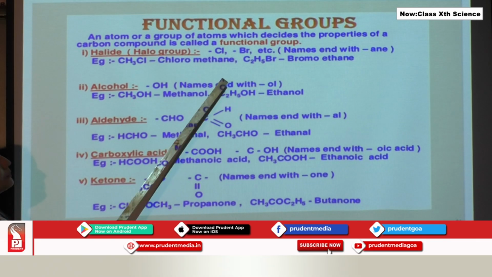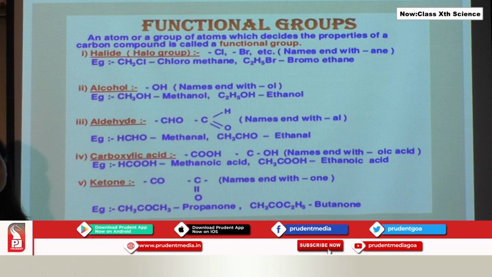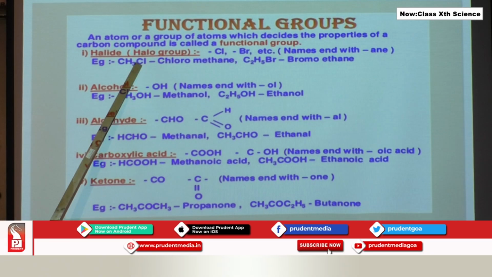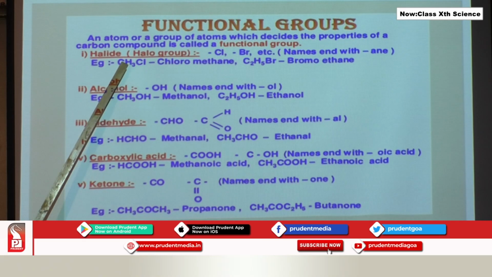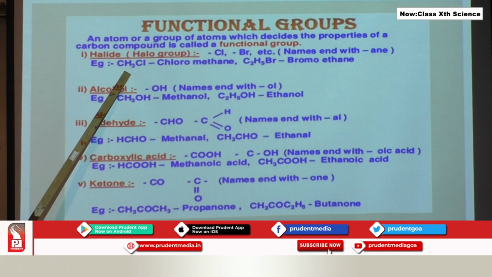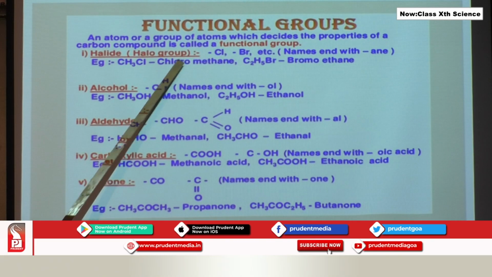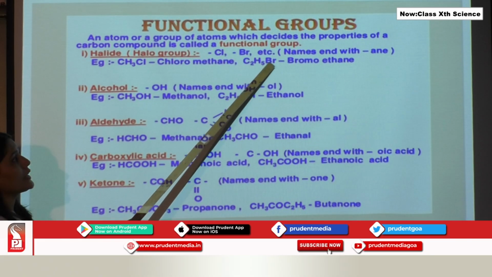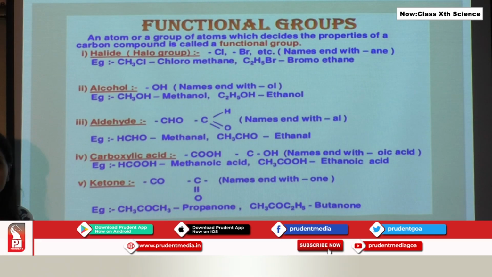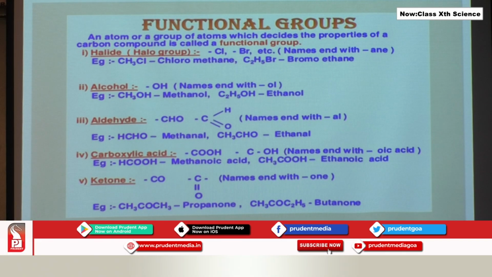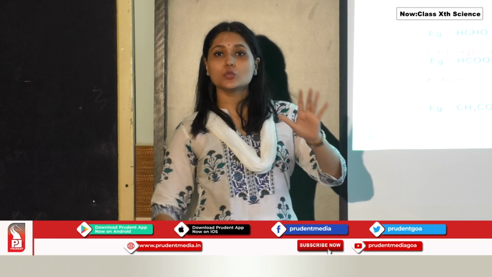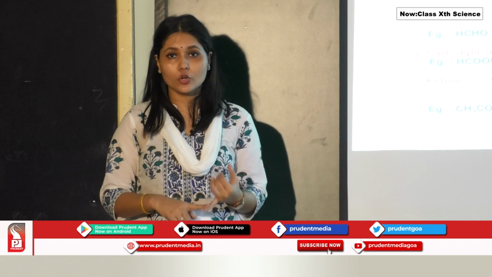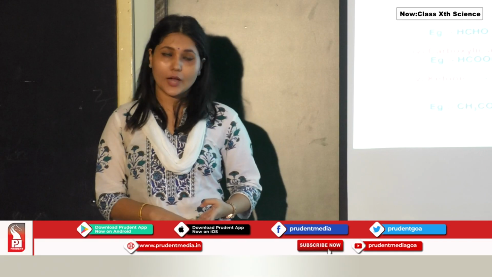So the name of the compound is going to end with ane. Over here in this case you can see Cl, that is chloro, and CH3, that is methane. So it will be called as chloromethane. In the second case we are having C2H5Br, so bromoethane. Fine. The nomenclature we will be learning. So as of now you know what are the halo groups called. They are fluoro, chloro, bromo and iodo.